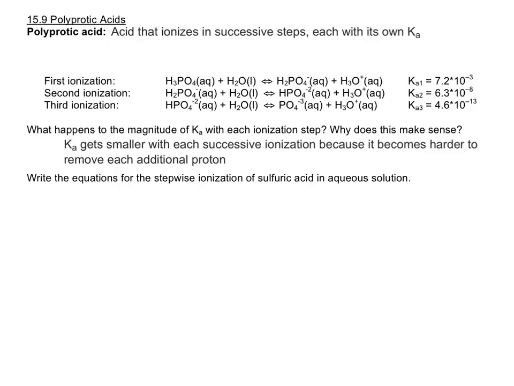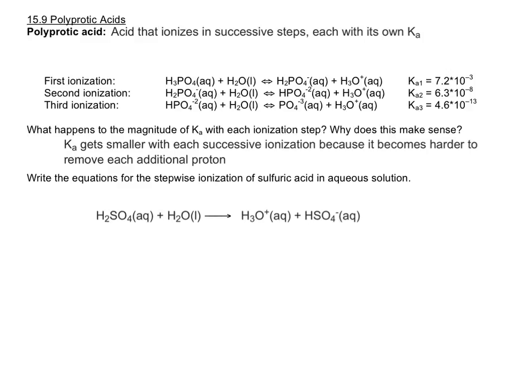We are not going to do that in this class. It's outside the scope of the AP curriculum, but it's there if you want to take a look at it. What I expect you to do is know that each successive proton comes off a little bit less, so the Ka gets smaller and smaller for each ionization, and then you should also be able to write these stepwise ionization reactions. So as an example, let's do the one for sulfuric acid, which is H2SO4.